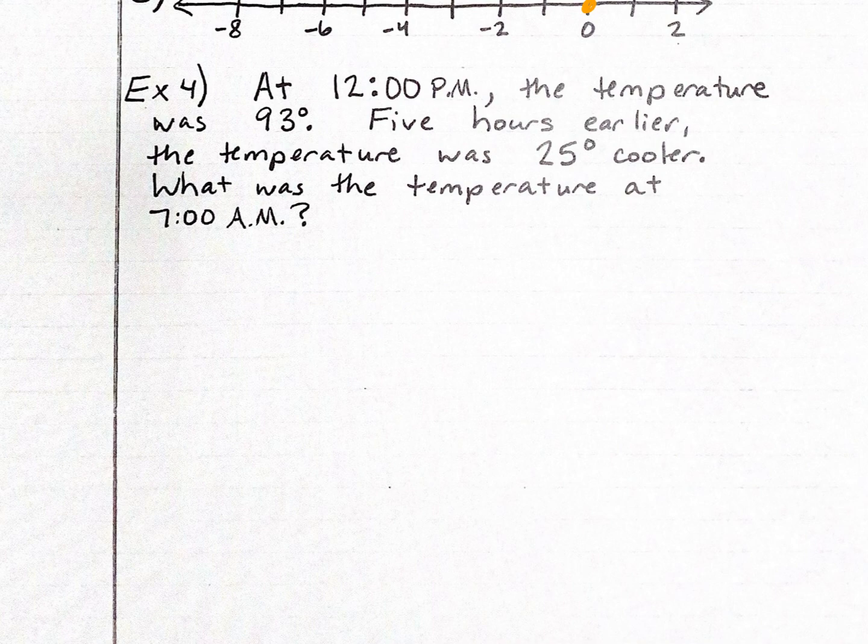Example 4, at 12 p.m., the temperature was 93 degrees. 5 hours earlier, the temperature was 25 degrees cooler. What was the temperature at 7 a.m.? Okay, so it was cooler. So it's 93 degrees, and it was cooler 5 hours earlier. So let's subtract 25 degrees to get 68 degrees. And 5 hours before 12 p.m. is 7 a.m., so we've answered our problem.